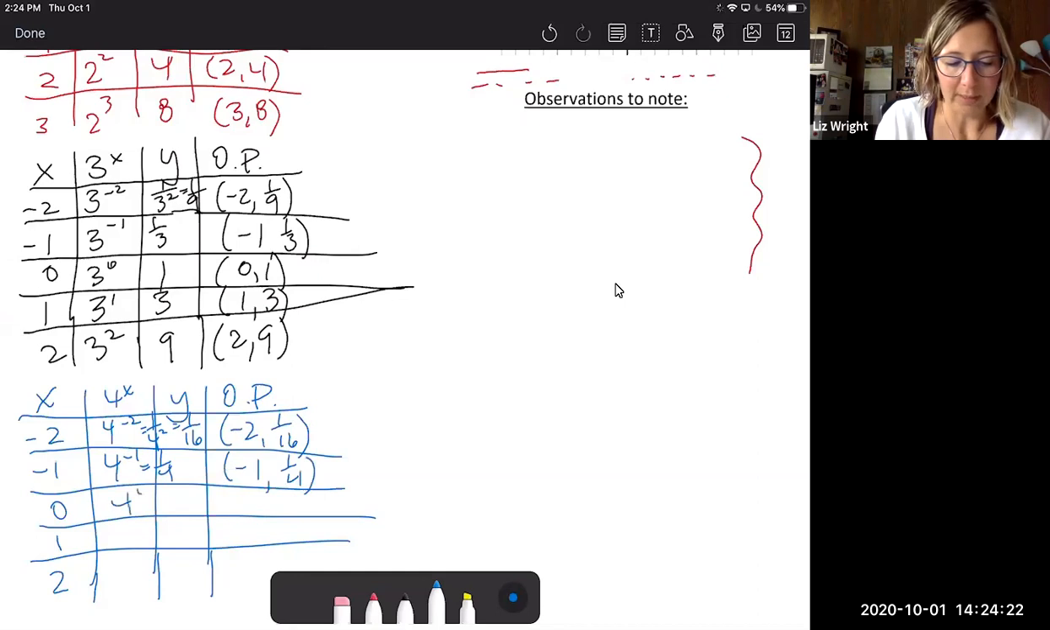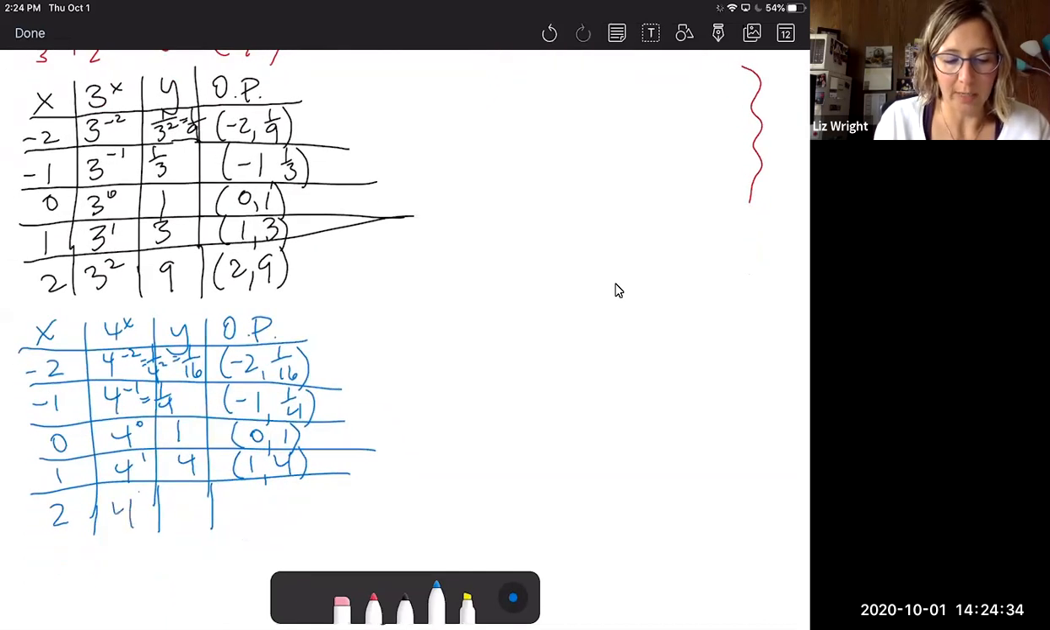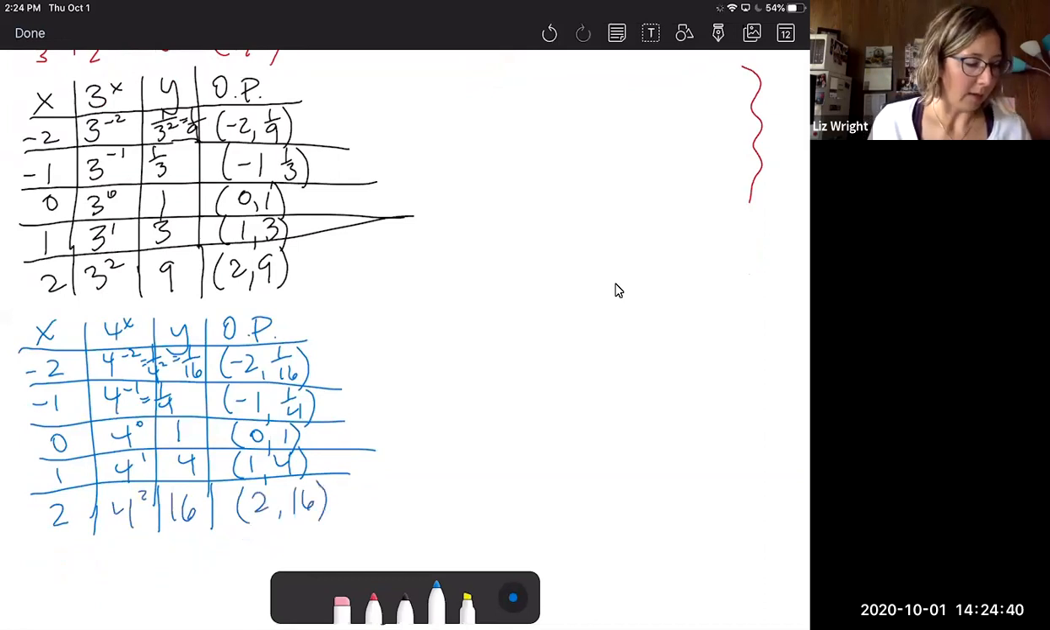And then 4 to the 0, which is going to give me 1. So I'm going to graph the point 0, 1. And then 4 to the first, which gives me 4, which will give me the point 1, 4. And then I'm going to do 4 squared, which is going to give me 16, so the point 2, 16. So I am going to scroll up for a moment. I'm going to graph all those points.